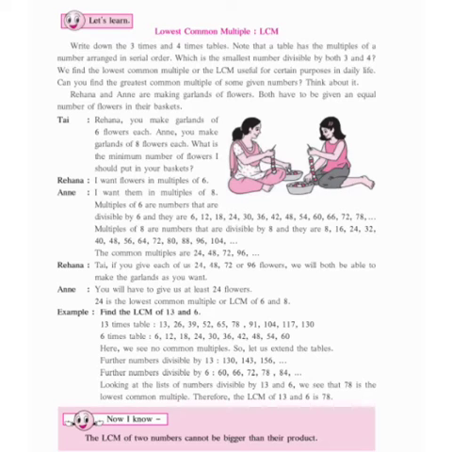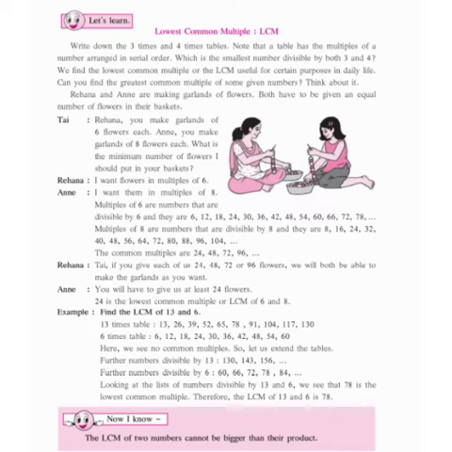Let us learn lowest common multiple, LCM. Write down the 3 times and 4 times tables. Now, a table has the multiples of a number arranged in serial order. Which is the smallest number divisible by both 3 and 4? We find the lowest common multiple, or the LCM, useful for certain purposes in daily life. Can you find the lowest common multiple of some given numbers?